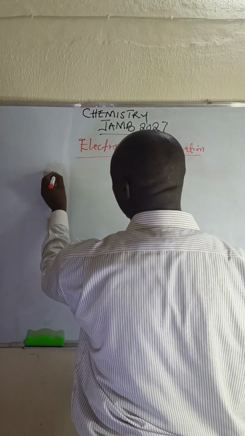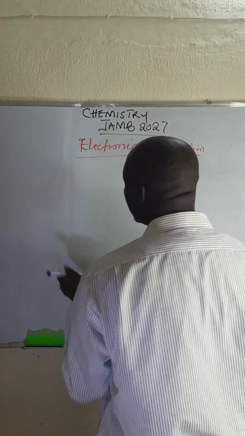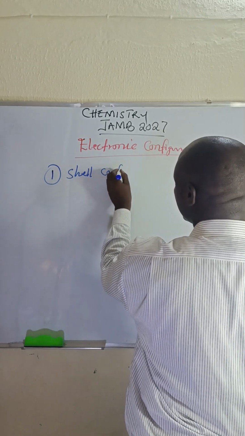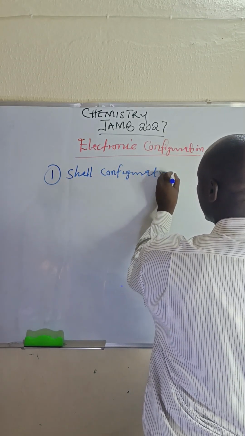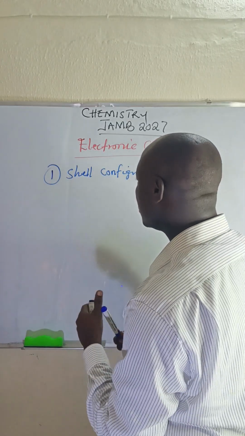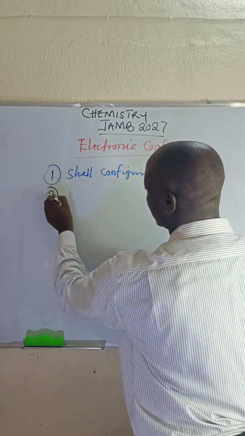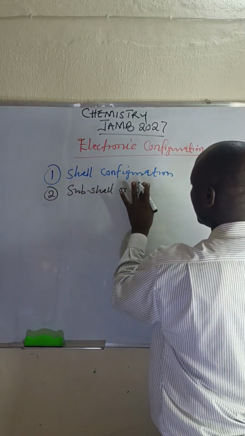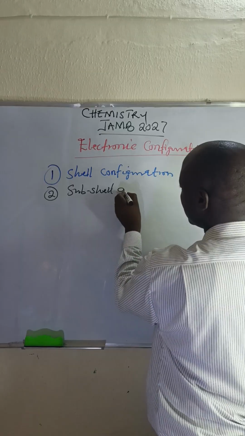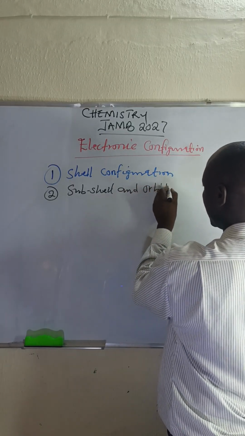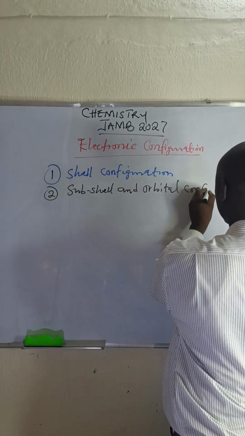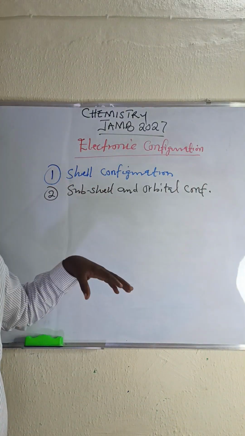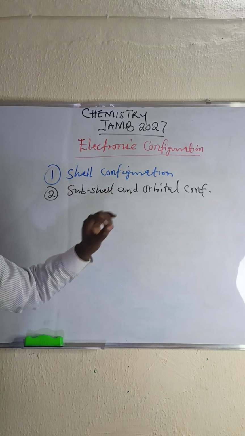Number one, we have what you call shell configuration. And the second one, we have subshell and orbital configuration. So these are the two ways of arranging the electrons in an atom: shell configuration, and subshell and orbital configuration.